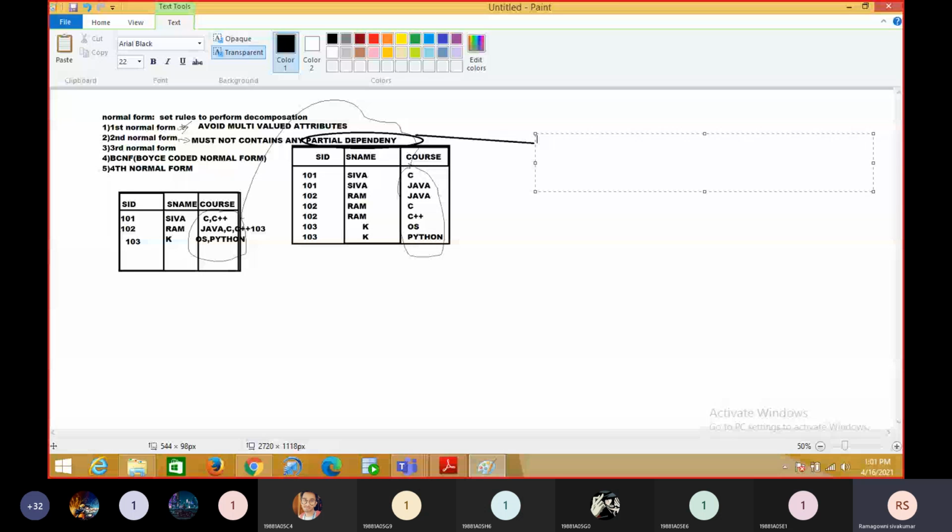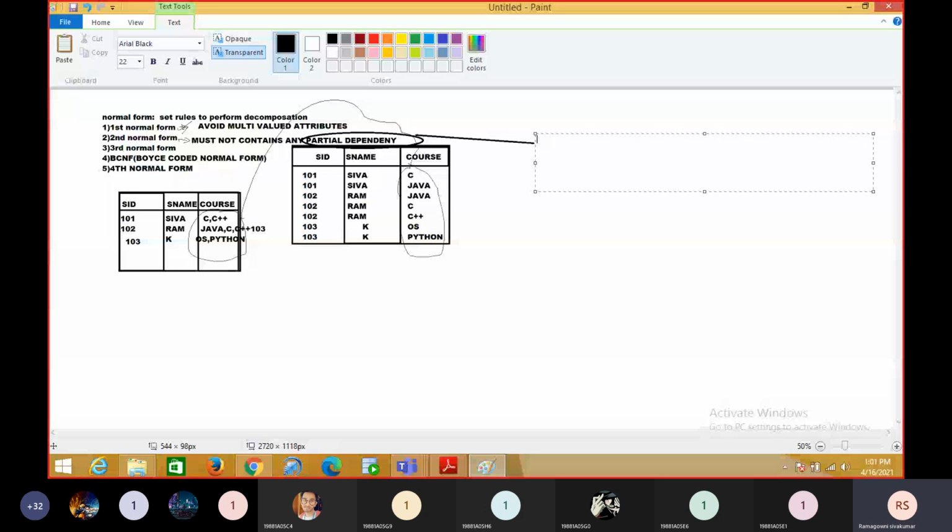That means the second normal form rule is what? It should be fully dependent. So to make it fully dependent, it should be a separate table, and I decomposed this table with the EID, location, and the department. Now there is no partial dependency.